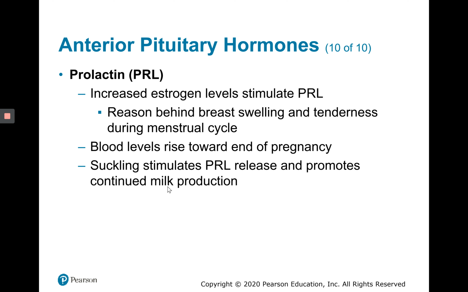The reason behind breast swelling and tenderness during the menstrual cycle is the small amount of prolactin release due to high estrogen levels. Blood levels of prolactin rise toward the end of pregnancy, and suckling stimulates prolactin release and promotes continued milk production.